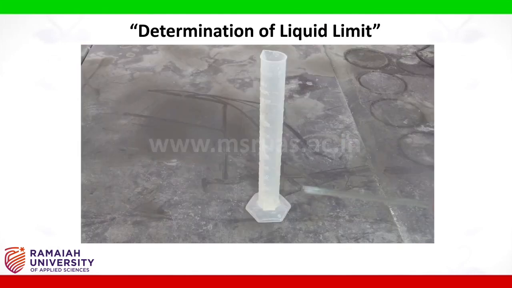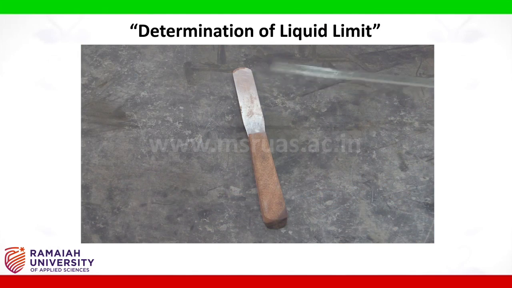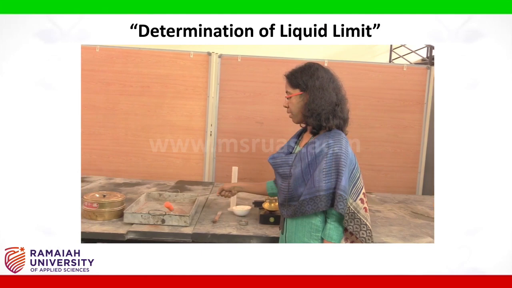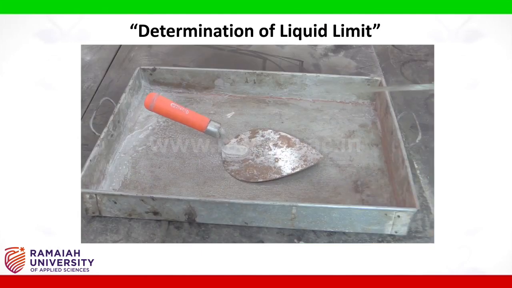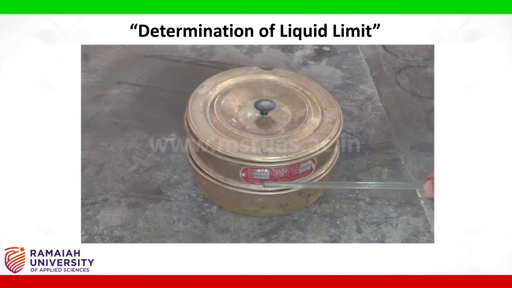Measuring jar to measure the amount of water for mixing in the soil sample. Spatula. The spatula is used to level the soil sample in the brass cup. Tray, trowel. The metallic tray as well as the trowel is used to take the soil sample. And sieve. A sieve size of 425 micron is used for sieving the sample. It consists of a pan for collecting the sieved sample and a lid for covering the sieve.